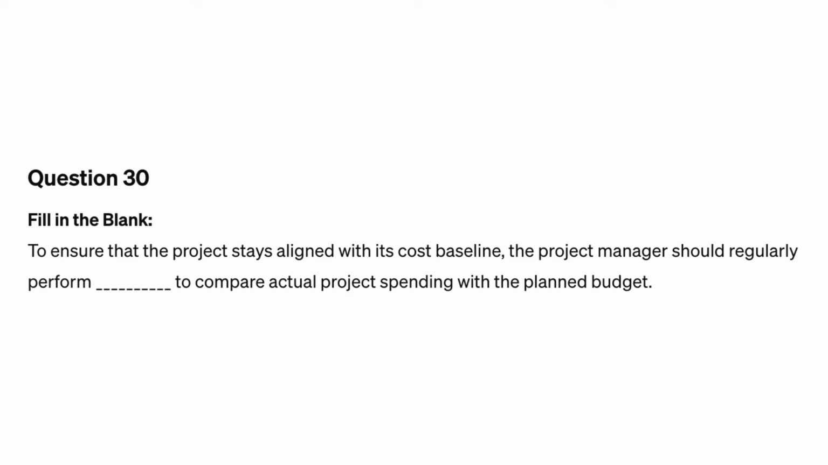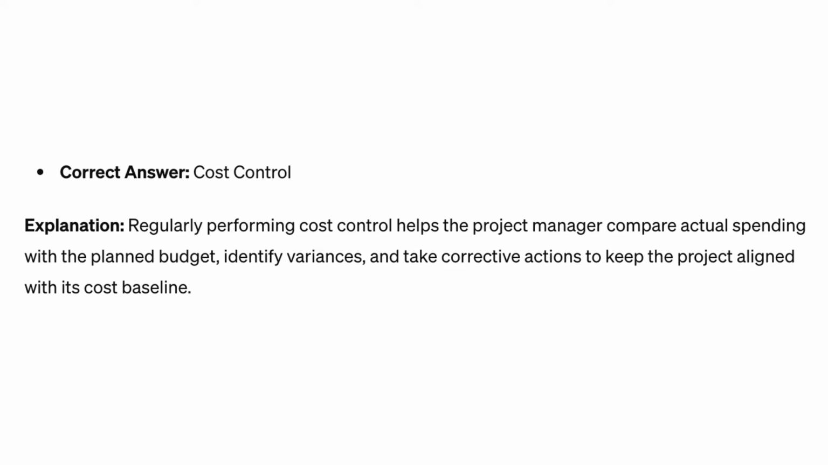Question 30. Fill in the blank. To ensure that the project stays aligned with its cost baseline, the project manager should regularly perform blank to compare actual project spending with the planned budget. Correct answer: cost control. Explanation: regularly performing cost control helps the project manager compare actual spending with the planned budget, identify variances, and take corrective actions to keep the project aligned with its cost baseline.